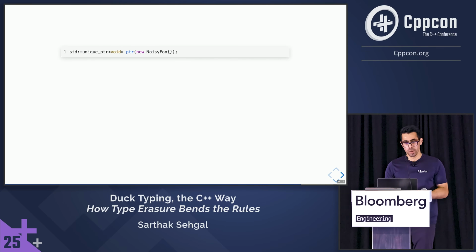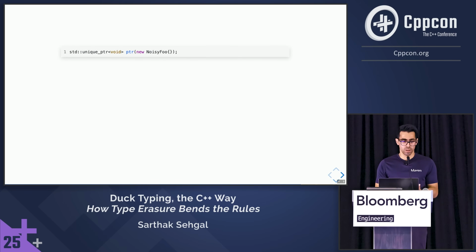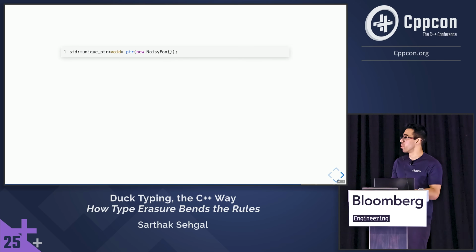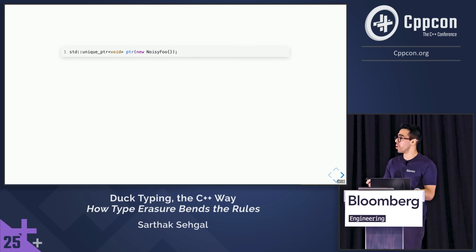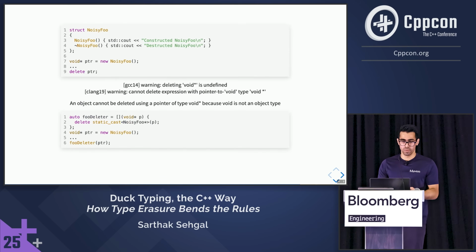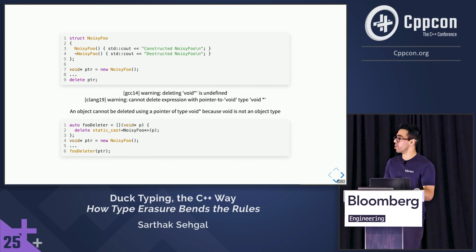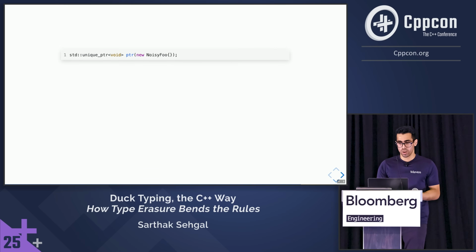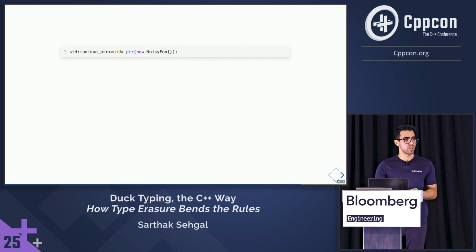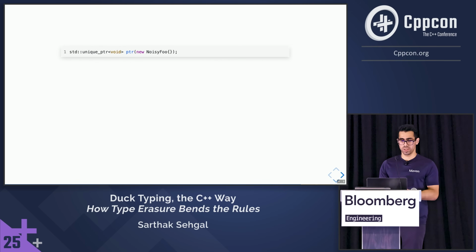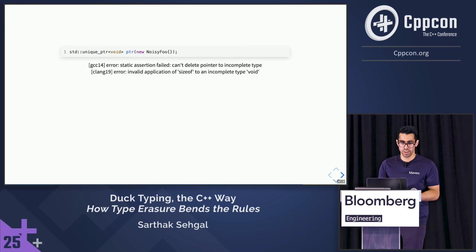Let's say you try to create a unique pointer of this object type noisy foo and store it as a pointer to void. Well, line 7 compiles here. So we were able to create an object of type noisy foo and store it as a pointer to void. What about this? Any guesses what happens here in this code? Yeah, that's right. This is not going to compile.